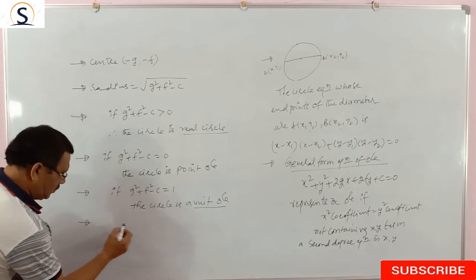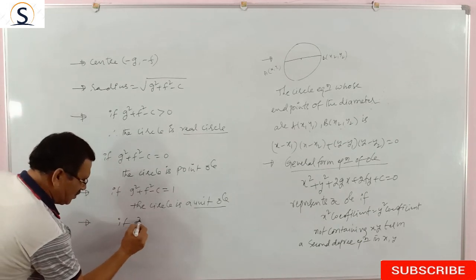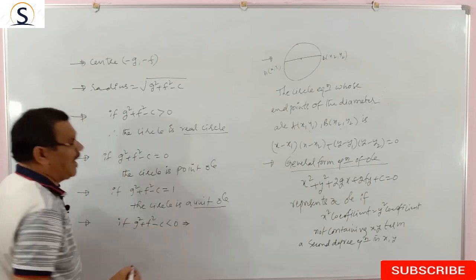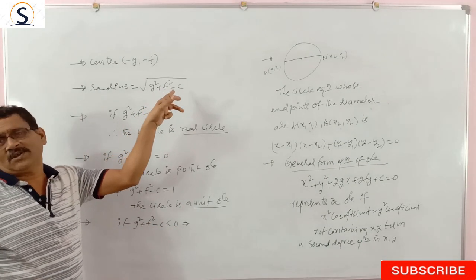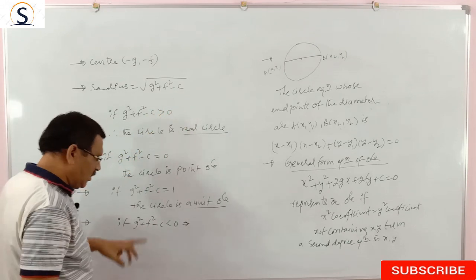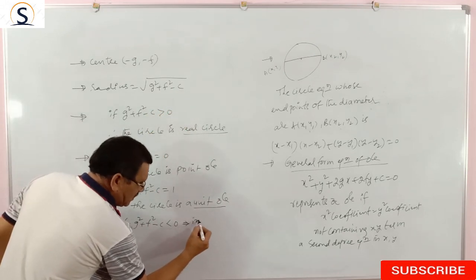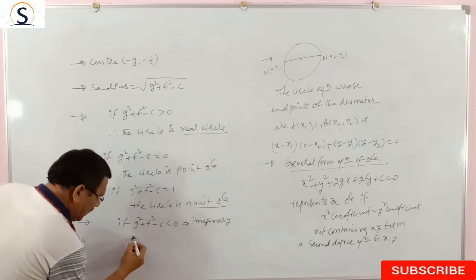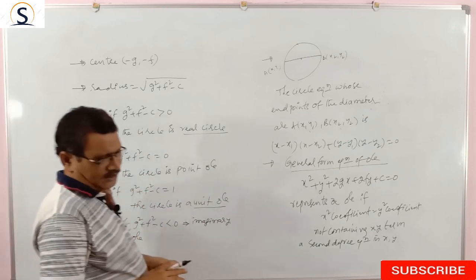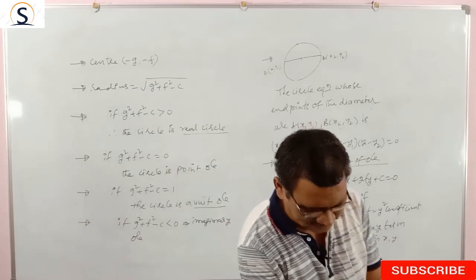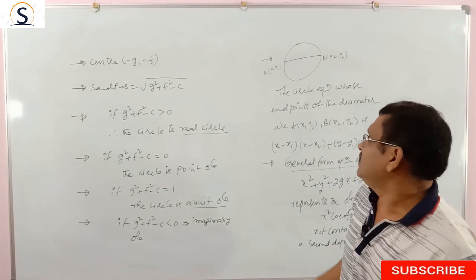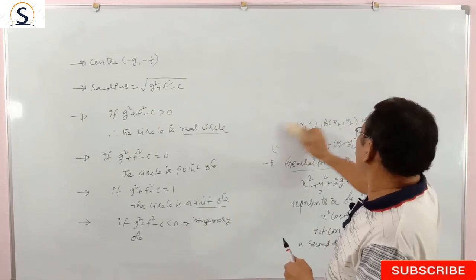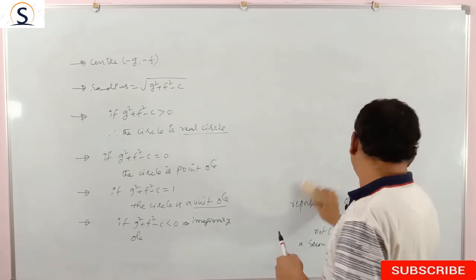Next, if g square plus f square minus c is less than 0, then the under root of a negative value is not a real quantity. Therefore, the circle is called an imaginary circle. So, g square plus f square minus c greater than 0, less than 0, equal to 0. Next, equal to 1, equal to 0. So, all the points we have discussed here.